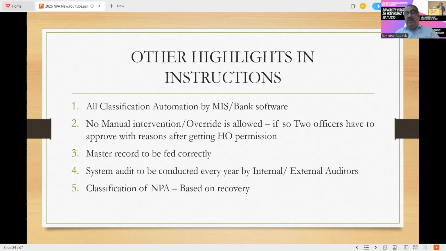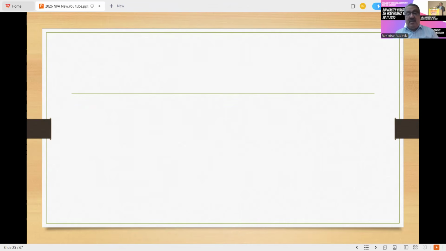And classification of NPA: the NPA has to be classified based on the recovery. Sometimes, without recovery, if there is any change in status, that is, if they upgrade the account, that is wrong. So the classification of NPA should be based on the recovery.